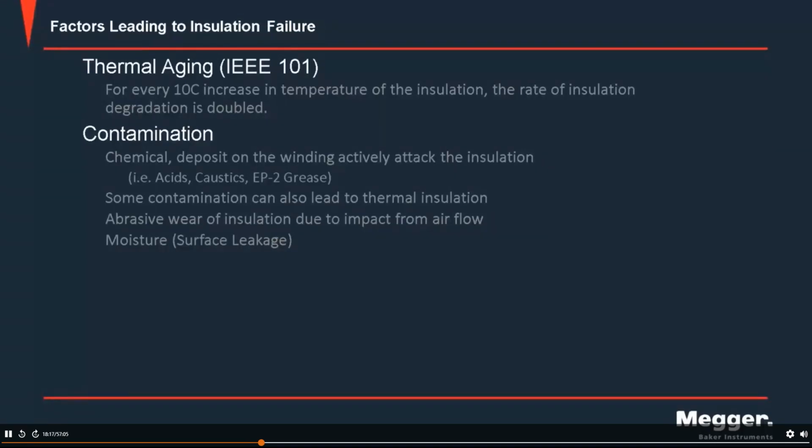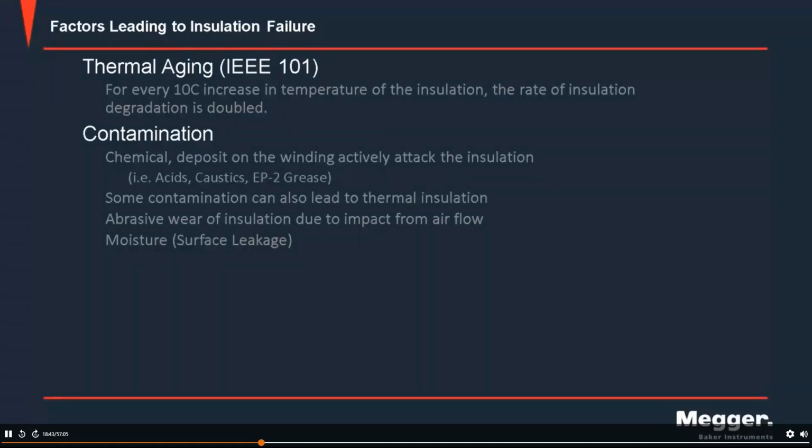Abrasive wear, those of you that are in the cement industry or coal crushing, right? That really abrasive material gets in the airstream and causes the insulation to degrade physically. So it literally sandblasts away the insulation till in some cases bare copper is exposed, and of course you're going to have a ground path at that point.